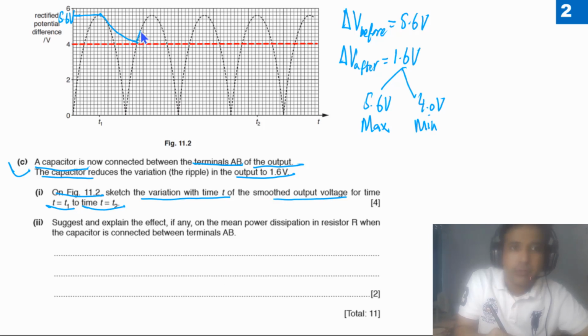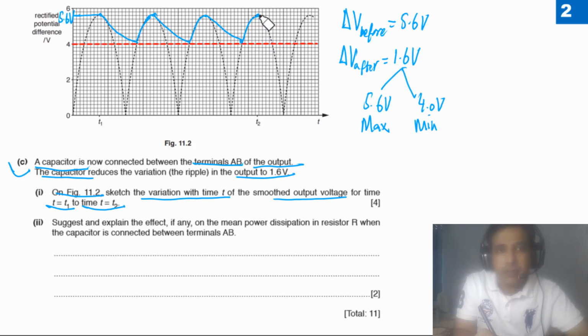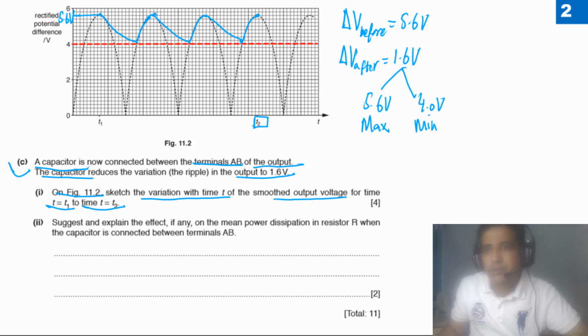Then capacitor will charge. PD across resistor will increase. It will reach 5.6. Then again it will discharge to 4.0, and then again it will increase, capacitor will be charging, and then capacitor will discharge, so PD will decrease to 4.0, and then it will increase because capacitor will be charging, it will reach maximum value of 5.6, and then again it will discharge. Actually we just need to sketch until here from T1 to T2. So this is T2. T1 means from this point to this point. And so this is how we need to sketch.